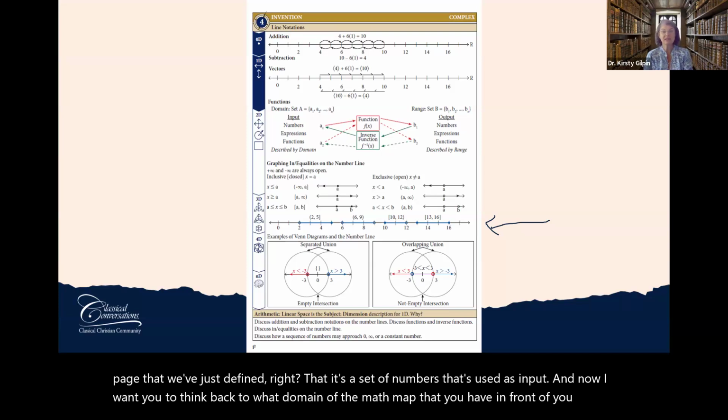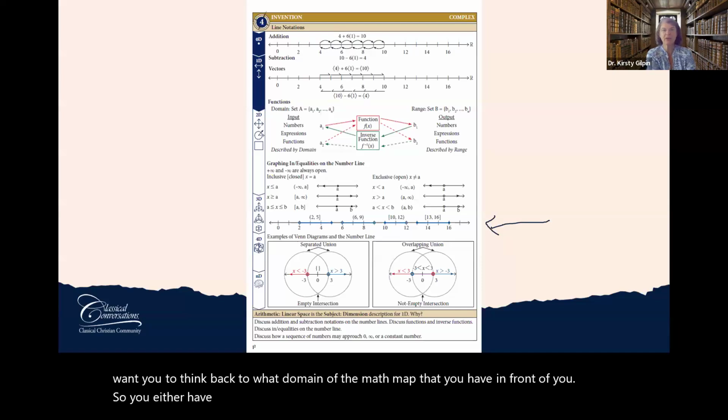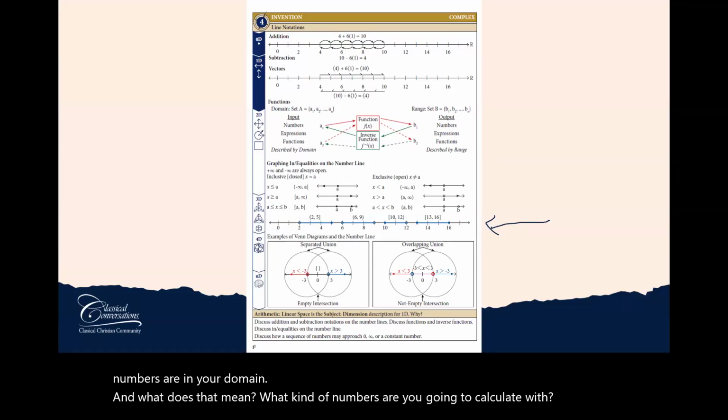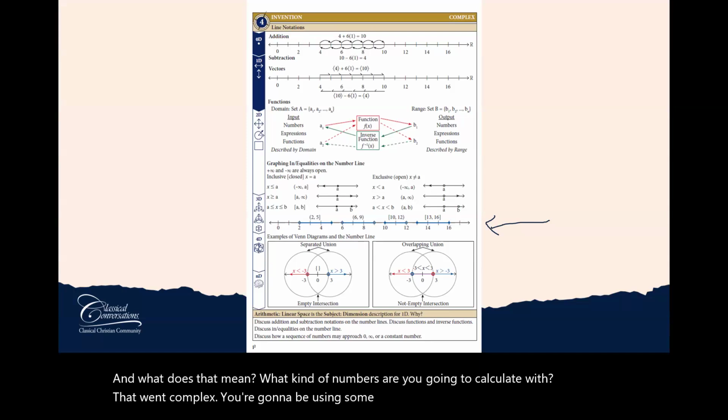Right? So you either have digits, naturals, fractions, or complex in front of you, and what types of numbers are in your domain, and what does that mean? What kind of numbers are you going to calculate with? So with complex, you're going to be using some imaginary numbers. Good.